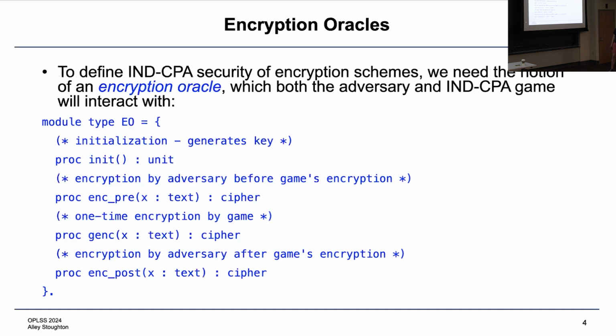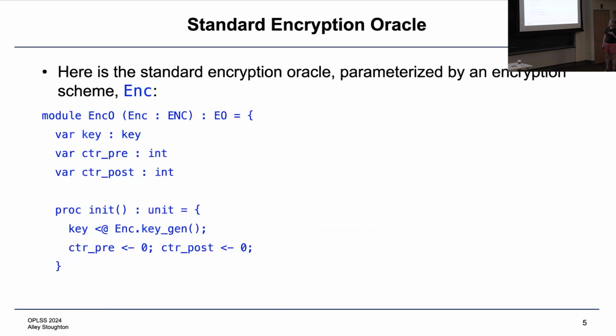The way that we define NCPA security is using something called an encryption oracle, which provides these 4 procedures. I'm going to show you the standard one in a second, so we can go over what they do. This encryption oracle is built out of an encryption scheme. Take any scheme you like, good or bad, plug it in here, and it gets used by these procedures. It has 3 module level variables, a key and 2 counters, and it generates a key using the scheme, whatever keygen of the encryption scheme does.